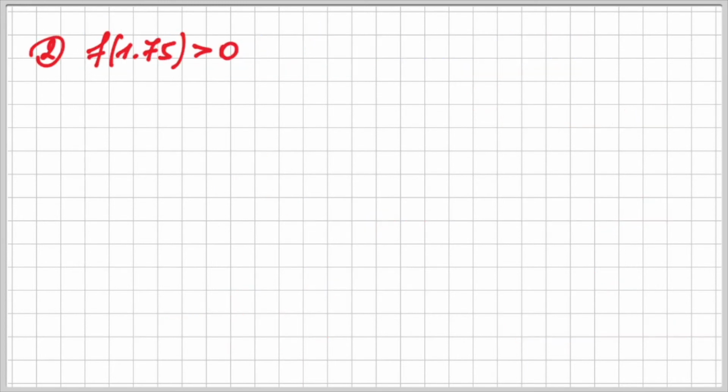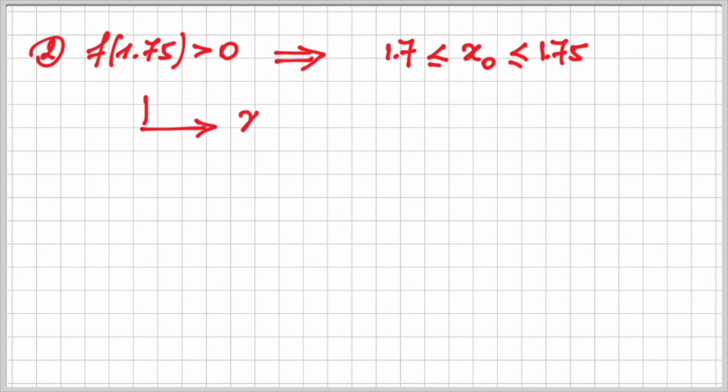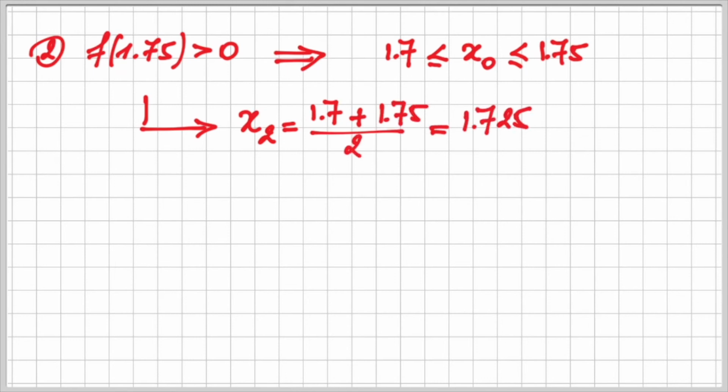In the next step, I start from 1.75. I know that the image of 1.75 is larger than 0. So I can say that x0 is now between 1.7 and 1.75. We can calculate the second iteration. We have 1.7 plus 1.75 divided by 2, which is equal to 1.725.